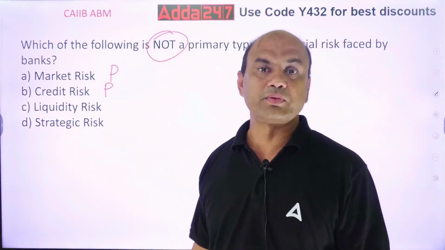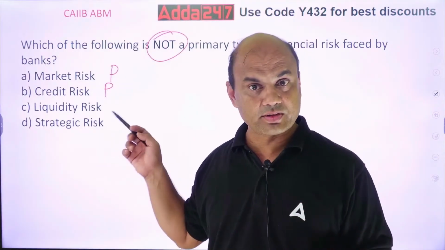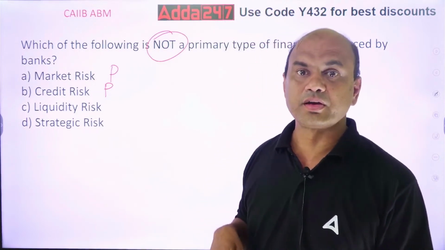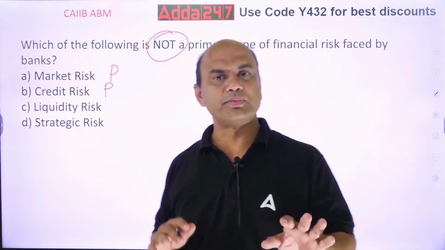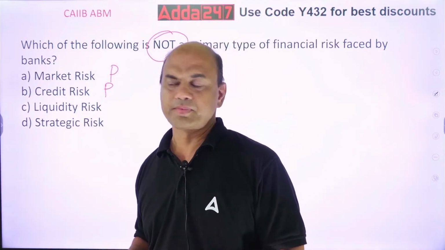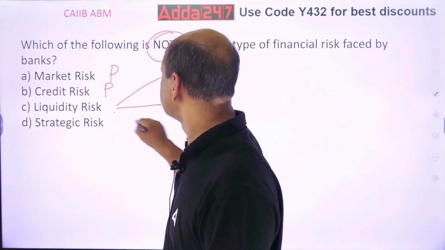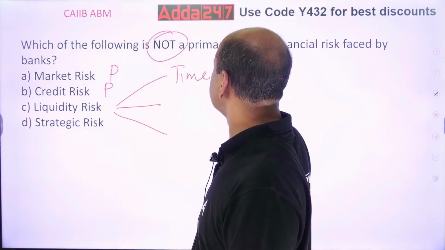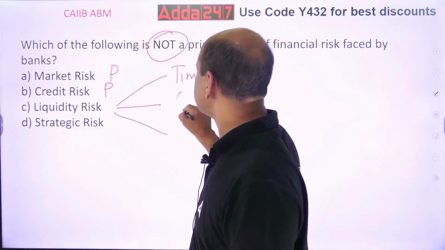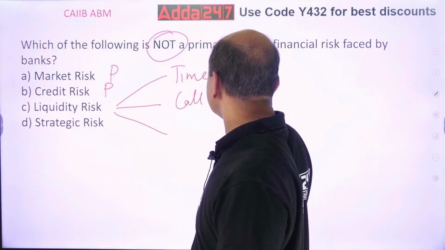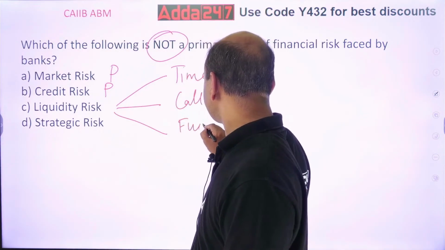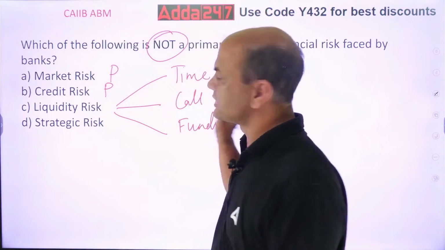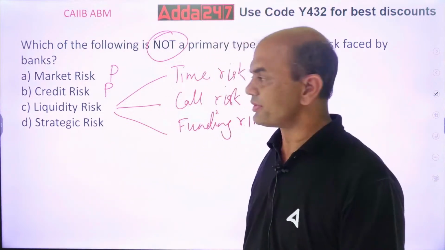Liquidity risk. Just now we did it, I think, in BFM also. Yes, in BFM we did it earlier. So liquidity risk is mainly of three types. Kindly note. One is time risk. Second is call risk. And third one is funding risk. Remember, although this is not the answer, you have to remember the concepts. I am not here to just give you the answers and move on.